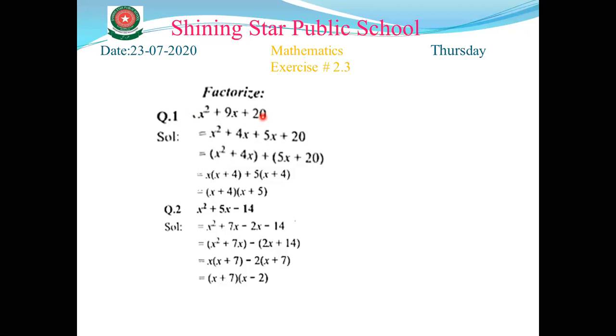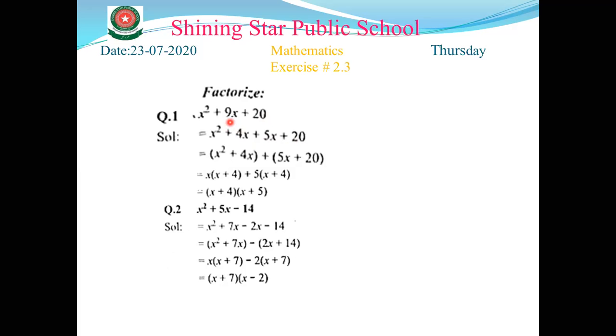Okay. Now, we have to find two numbers. If we multiply them, we must get 20, and if we add them, we must get 9. So those numbers are 5 and 4. If we multiply 4 and 5, we get 20, and if we add them, 4x plus 5x, it is equal to 9x.